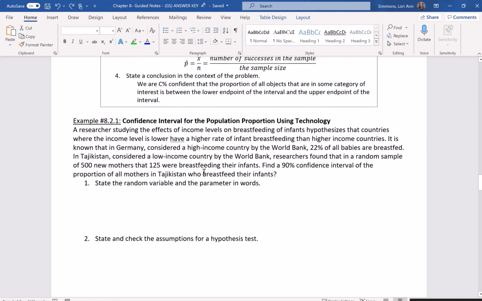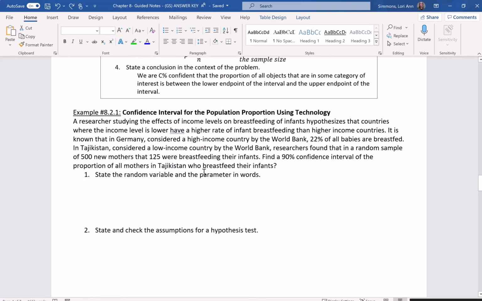Okay, so let's get into an example. So a researcher studying the effects of income levels on breastfeeding of infants hypothesizes that countries where the income level is lower have a higher rate of infant breastfeeding than higher income countries. It is known that in Germany, considered a high-income country by the World Bank, 22% of all babies are breastfed. In Tajikistan, considered a low-income country by the World Bank, researchers found that in a random sample of 500 new mothers, that 125 were breastfeeding their infants. Find a 90% confidence interval of the proportion of all mothers in Tajikistan who breastfeed their infants.